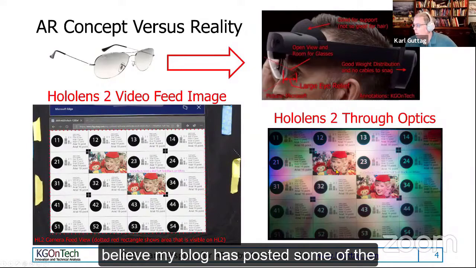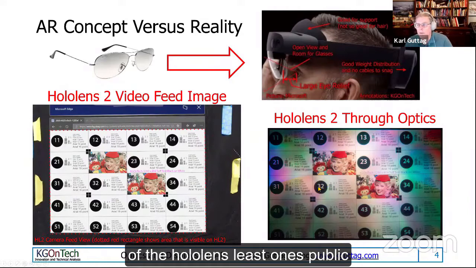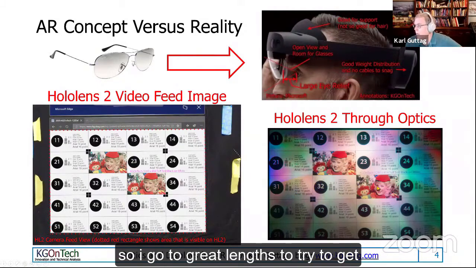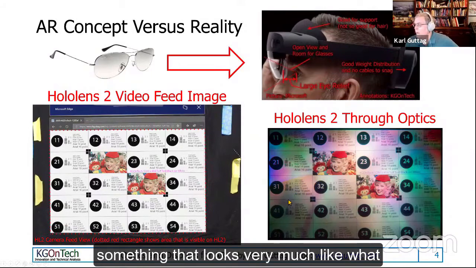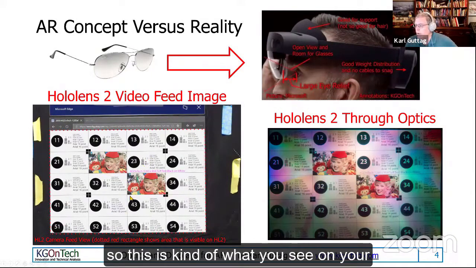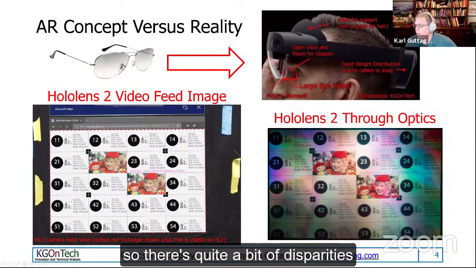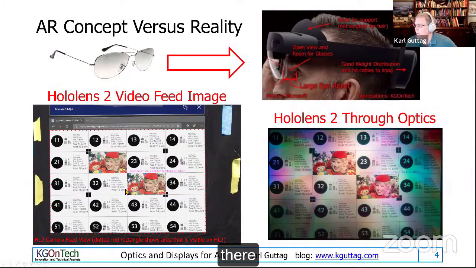I believe my blog has posted some of the best and most accurate pictures ever taken of the HoloLens, at least ones published publicly. I go to great lengths to try to get something that looks very much like what the eye sees. So this is what you see on your camera feed on the left, and this is what your eye sees on the right. So there's quite a bit of disparity there.